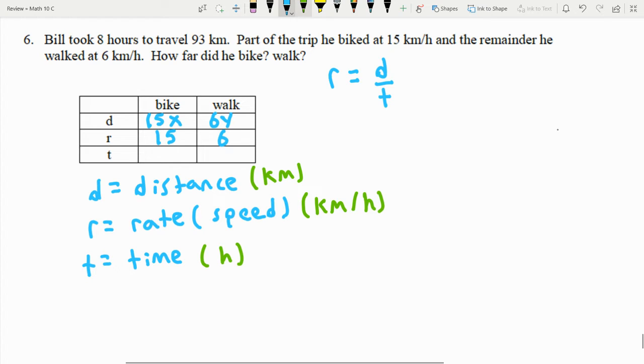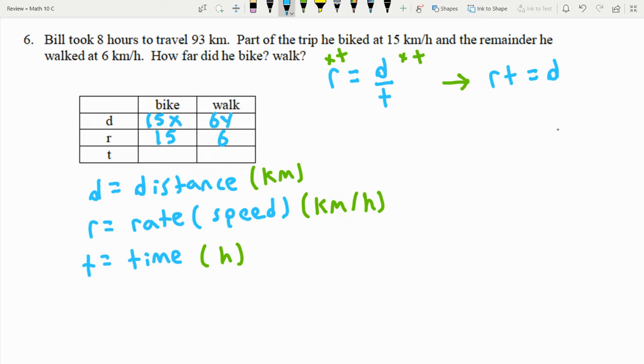So for example, I would take this equation and multiply it by t, and what I do to one, I have to do to the other. So I would multiply my r by t as well. And if I do that, I should be getting RT equals D, which in this case is my distance.